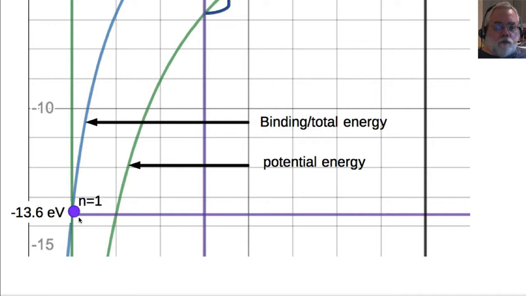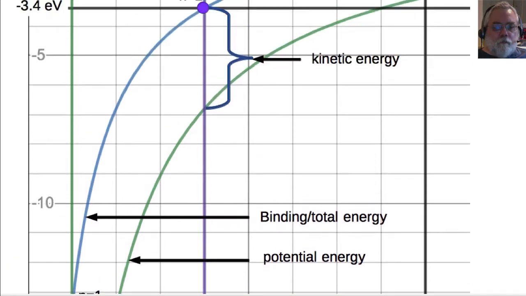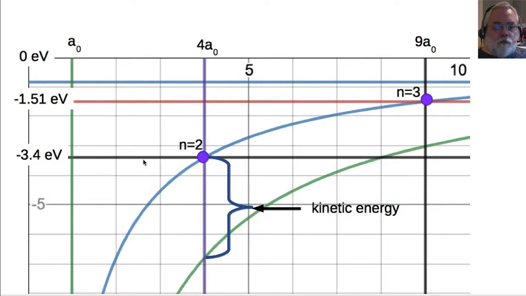So for n equals 1, we have minus 13.6 electron volts as the binding energy or the total energy. For n equals 2, we have minus 3.4 electron volts, and the radius has gone from 1 Bohr radius to 4 Bohr radii. For n equals 3, the binding energy is minus 1.51 electron volts, and the radius is 9 Bohr radii.